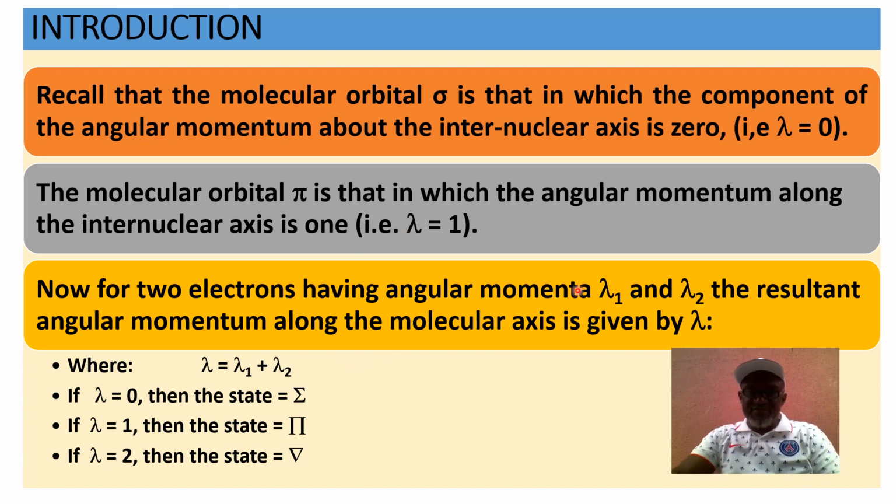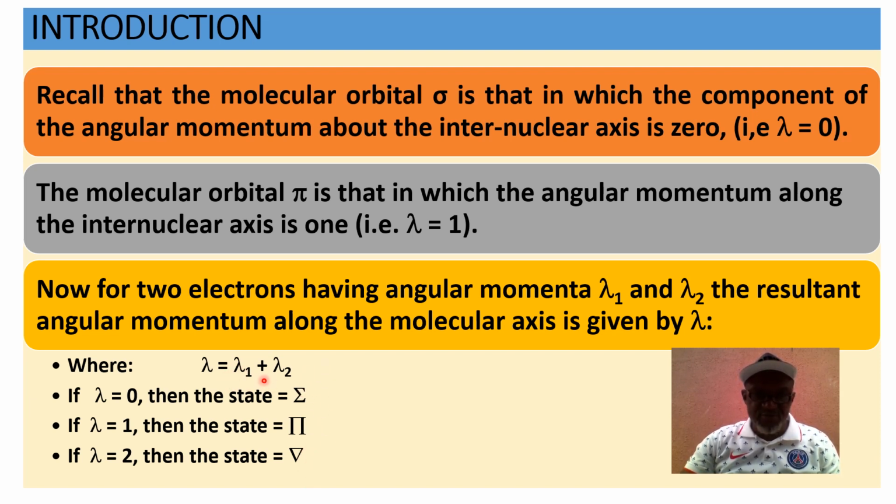Now, for two electrons having angular momenta lambda 1, lambda 2, the resultant angular momentum along the molecular axis is given by lambda equal to lambda 1 plus lambda 2. If lambda is equal to 0, then we have this state. This is the sign for the spectroscopic term symbol. If lambda is equal to 1, we have this state. If lambda is equal to 2, we have this state.